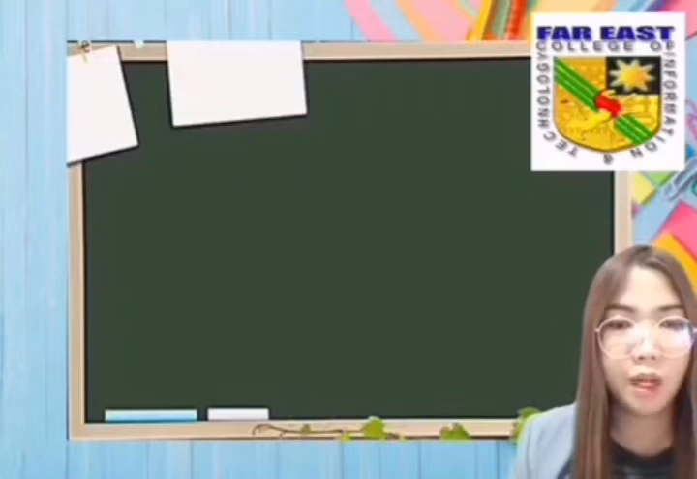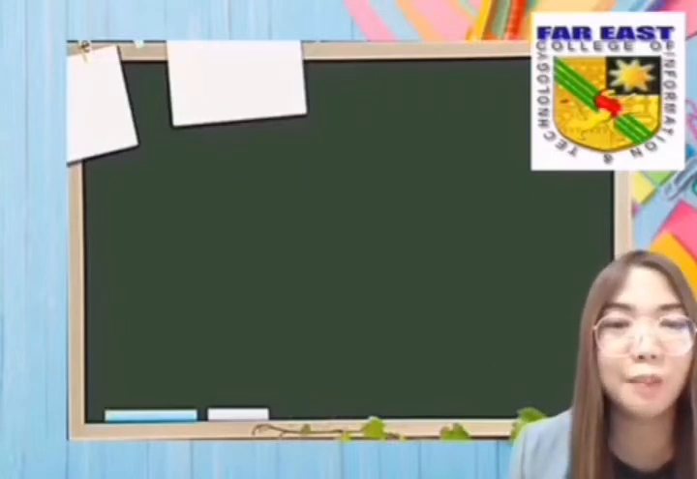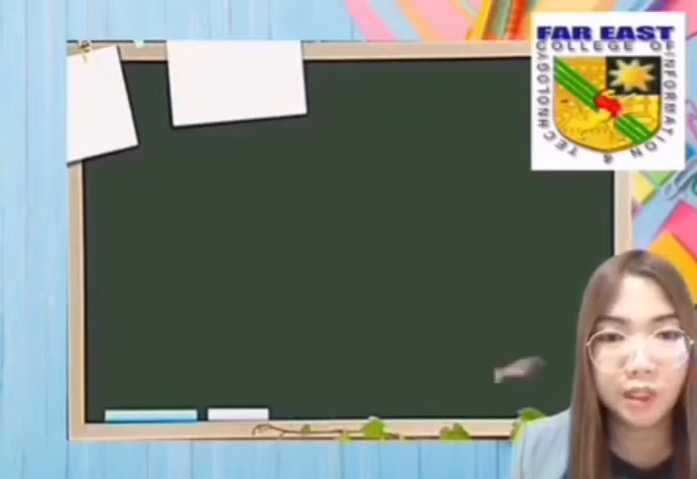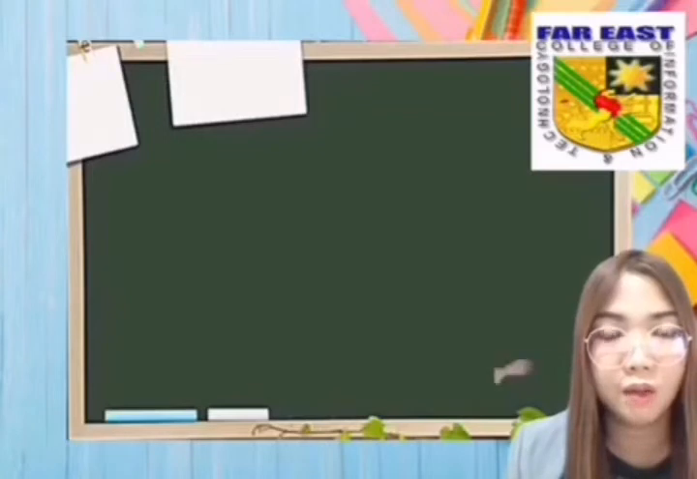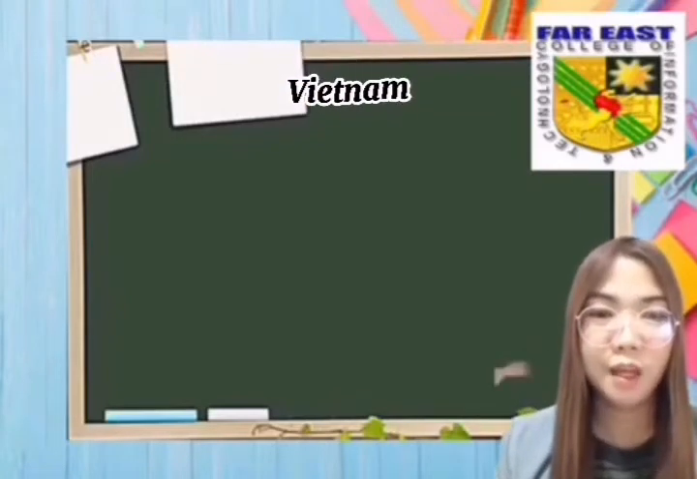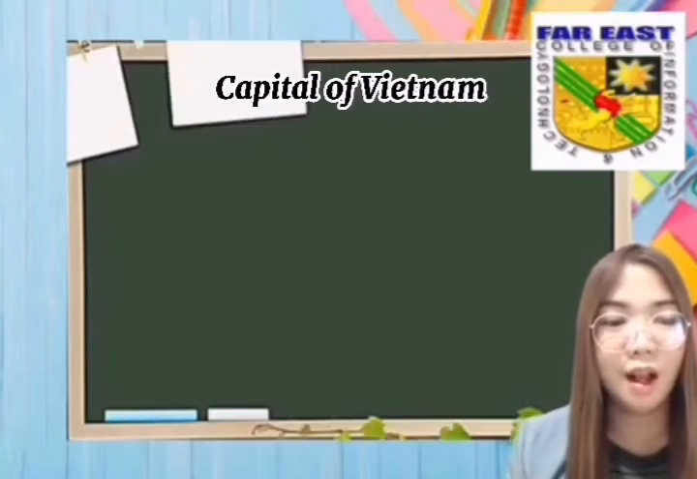Now we are going to go to the different places and, of course, their official religion. First is Vietnam. What is the capital of Vietnam? Of course, the capital of Vietnam is Hanoi.